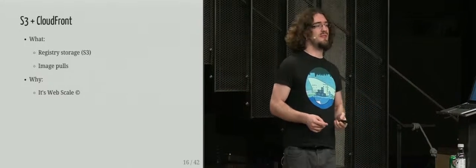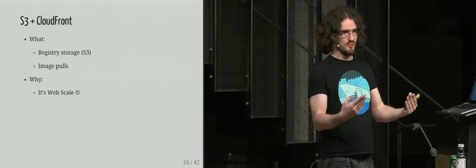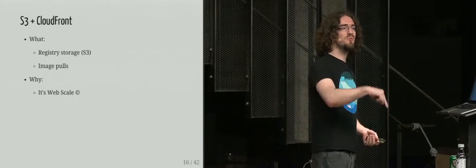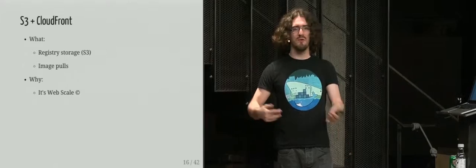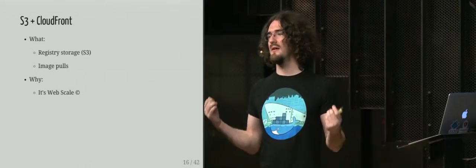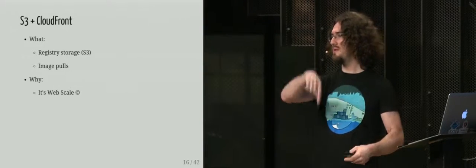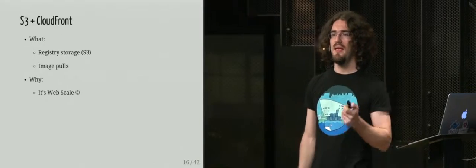Basically, what we do is that when you pull an image, it will come from CloudFront. When you push, it will go through the Flask app, or for the V2, the Golang registry app. But when you pull, everything will come from the CDN directly. There is no bouncing through the app or something like that.